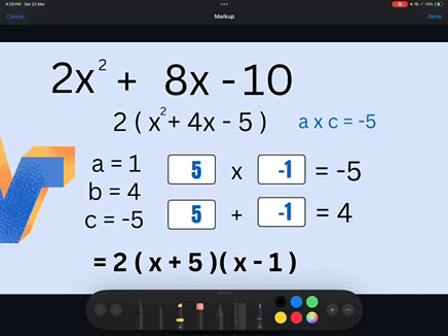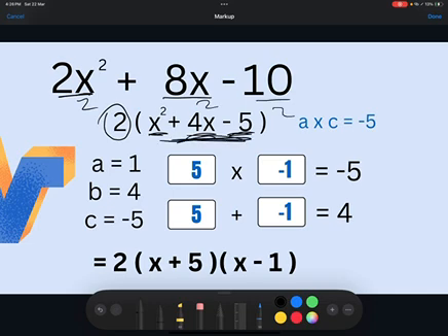And the second example of multi-step factoring will be 2x squared plus 8x minus 10. We find the common factor, which is 2 here. We're left with x squared plus 4x minus 5, because we just divide 2 from each one of them. Divide by 2, divide by 2, and divide by 2. Okay?